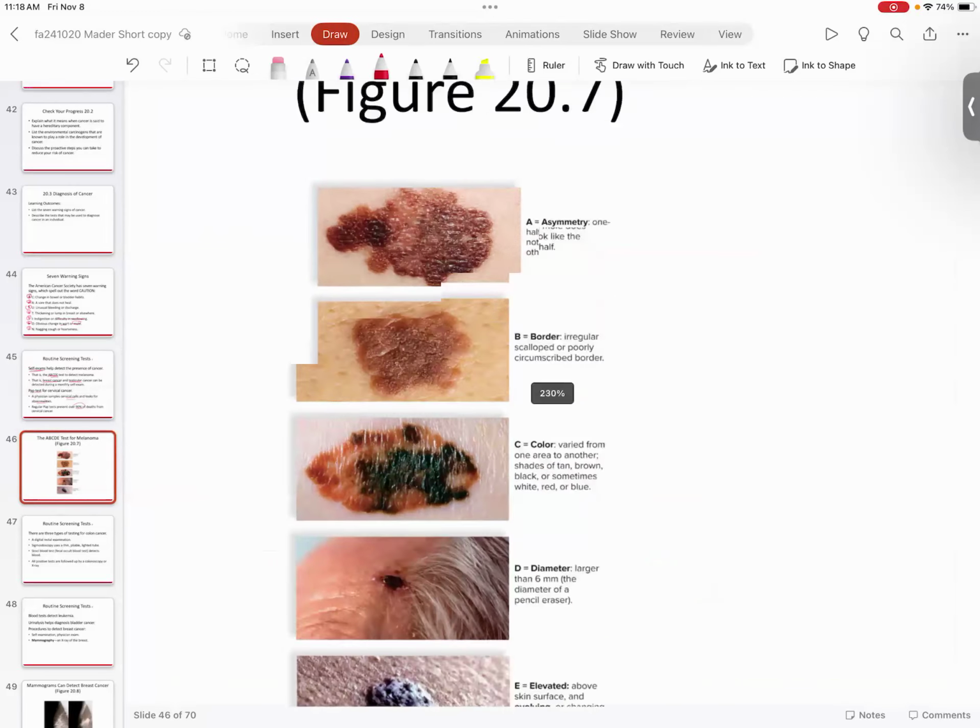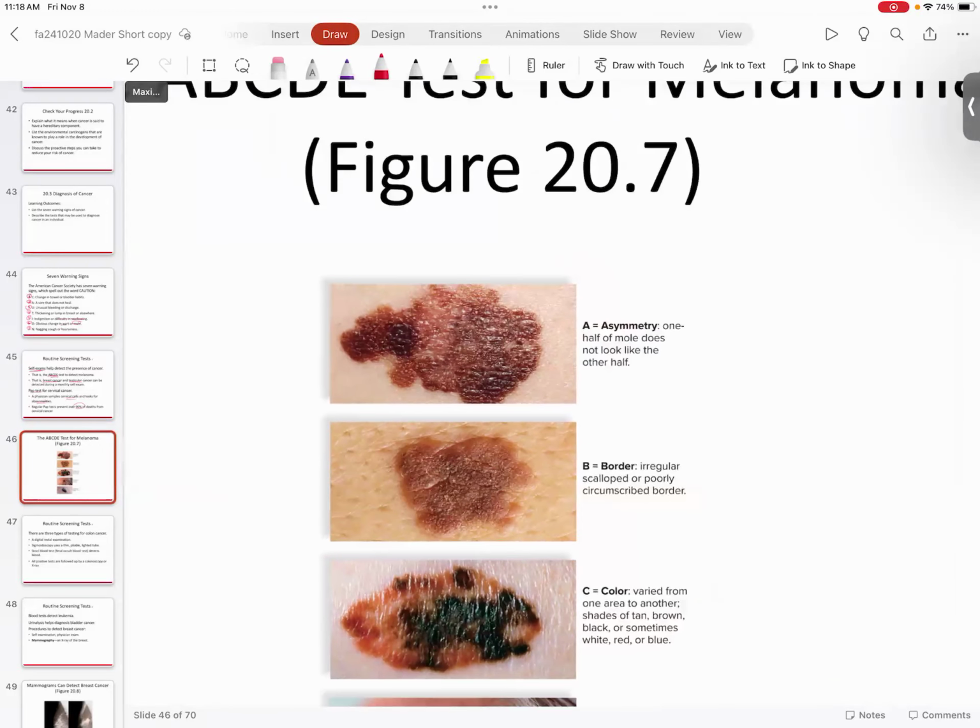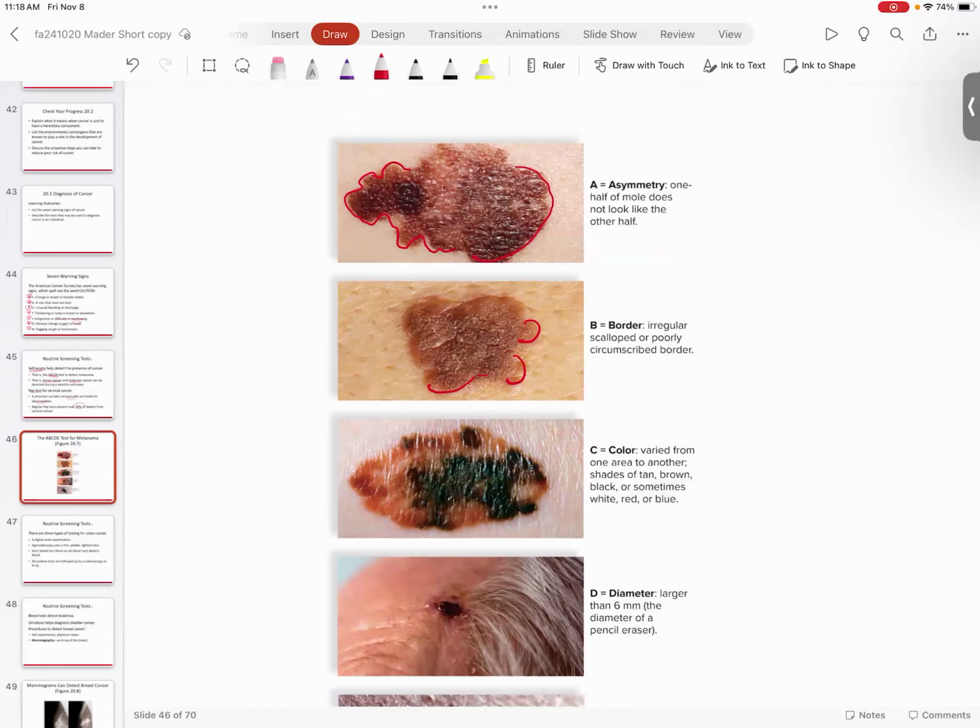So here's your ABCDE test for melanoma. The first thing to look for is asymmetry. Generally speaking, if you have a mole that looks amorphous and rough on the edges, that's typically not a good sign, right? Especially if the other half does not look like that, if it looks like a generally more well-behaved mole. The other one is border, right? That scalloping structure is very clear, where cells are starting to invade and move out into the tissue.